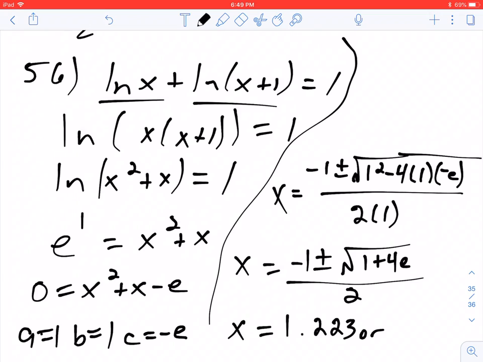And when you do that, you get x equals 1.223. But there's a second answer, and that second answer is you need to go back and change the plus to a minus. And when you change the plus to a minus, you get -2.223. And there are your 2 solutions for that one. So that one was definitely tricky too.